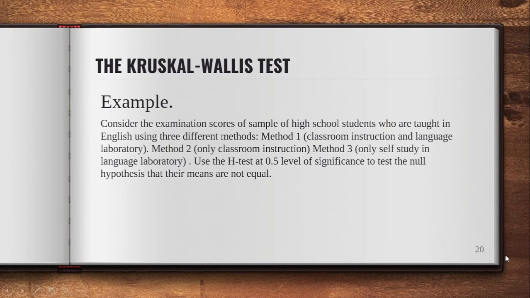So now, let's have an example. Consider the examination scores of a sample of high school students who are taught in English using three different methods. Method 1, classroom instruction and language laboratory. Method 2, only classroom instruction. Method 3, only self-study in language laboratory. Use the H-test at 0.05 level of significance to test the null hypothesis that their means are not equal.